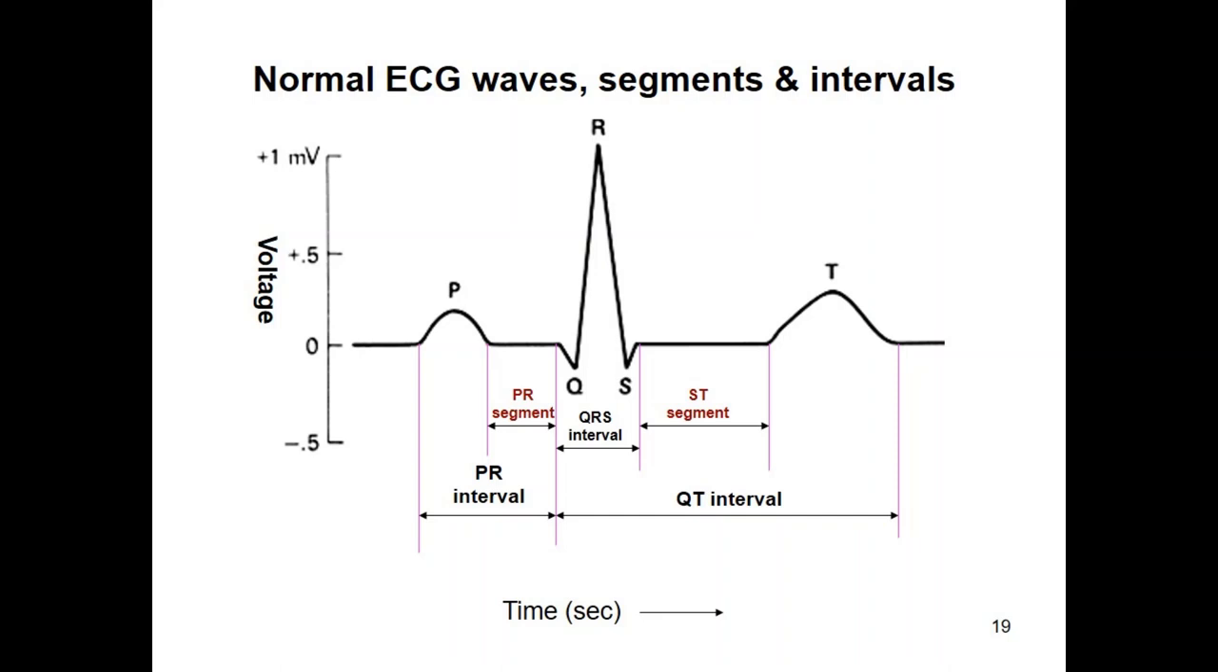Similarly, the isoelectric period between S and T is called the ST segment. So these segments do not have any waves. Waveless durations are segments. If you include the duration with the wave, a segment and a wave, you get what is known as an interval. With the waves, the duration with the waves, the QRS interval. The interval containing the Q wave, R wave, and the S wave is the QRS interval.